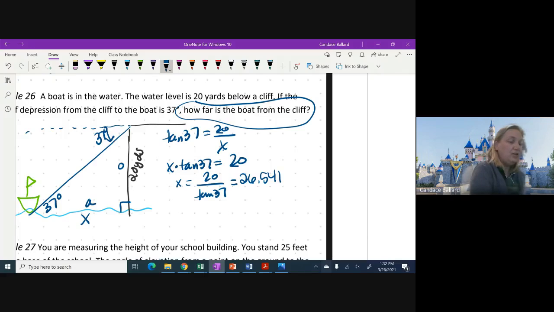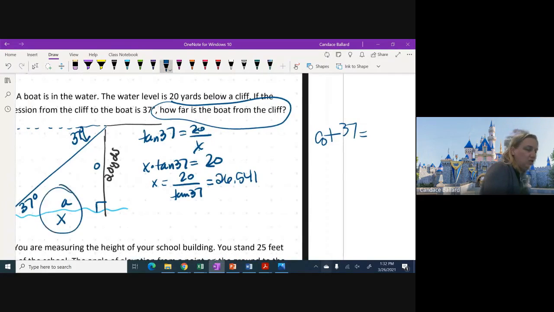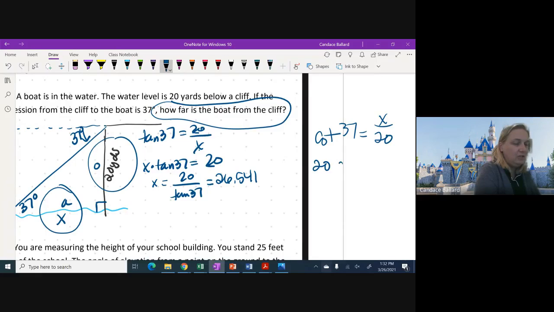All right, so the other thing I could have done is I could have done the cotangent of 37. So watch this, and this is kind of the lazy way. Because when I do the cotangent, it would be adjacent over opposite. So I would get x over 20. So instead of having to do the multiply and then the divide, I just get away with the multiply, okay?